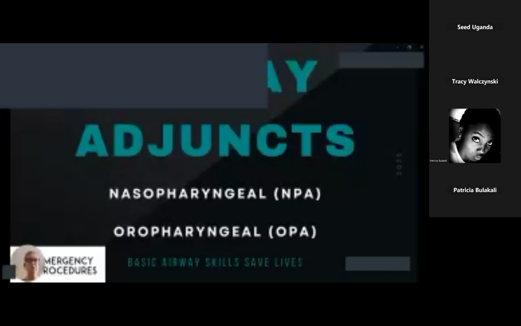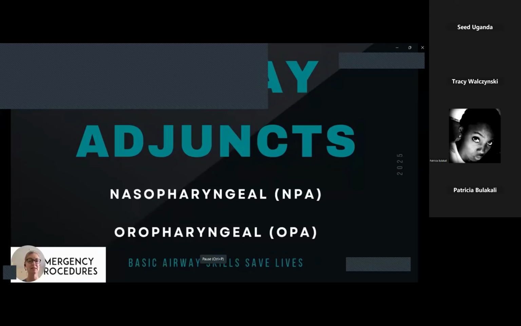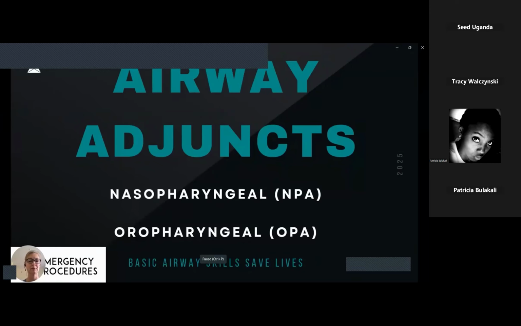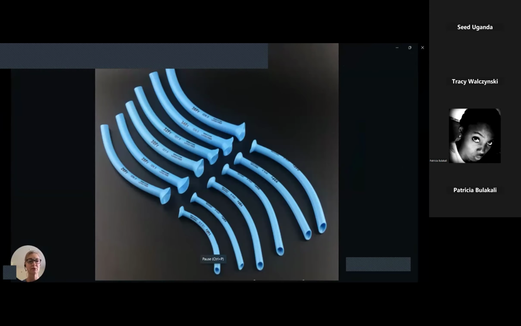This video will demonstrate the correct sizing and insertion of a nasopharyngeal and oropharyngeal airway. Nasopharyngeal airways come in a variety of sizes in terms of width and length, but they all will typically have a flange at one end, which will stop the tube from being lost down into the nasopharynx, and a beveled edge at the other end.